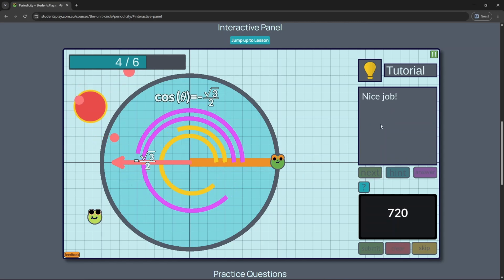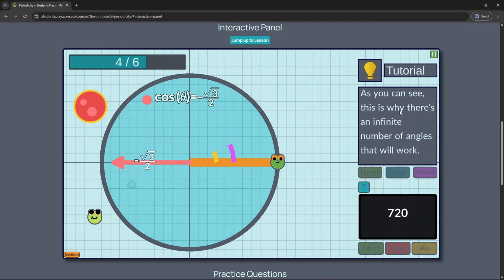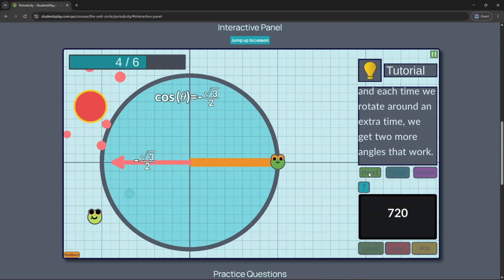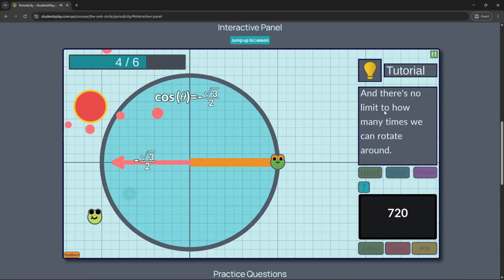Nice job. As you can see, this is why there's an infinite number of angles that will work. Because in each rotation, there's two angles that work. So there's one there and there's one there. Plus also, I guess, the negative ones, but if we're just talking about in one direction, if we're going this way, we'll hit once, we'll hit it twice, and then we'll go around. And each time we rotate around an extra time, we get two more angles that work. And there's no limit to how many times we can rotate around. Let's do one more rotation to prove that.